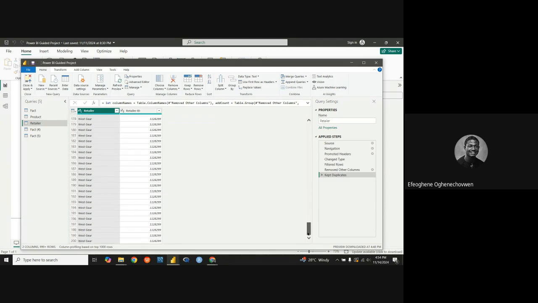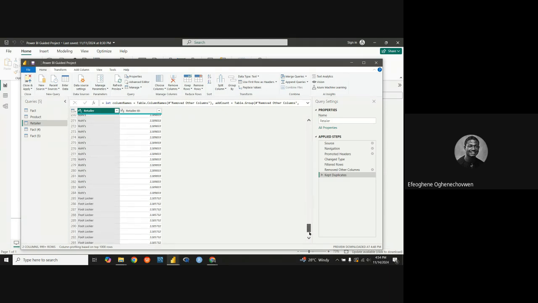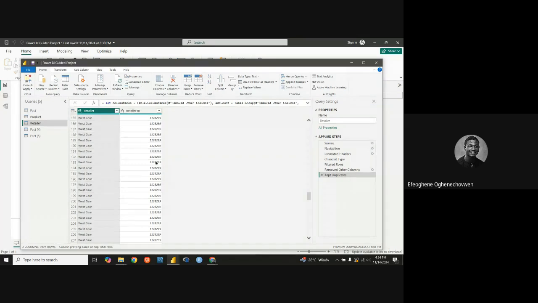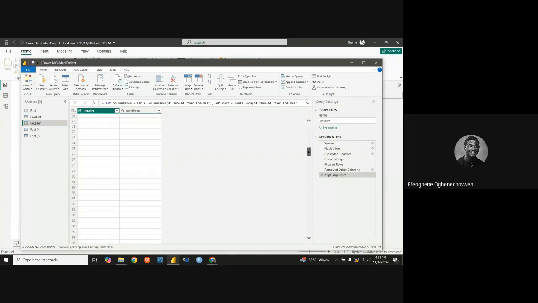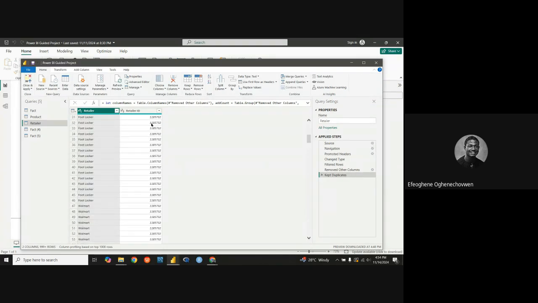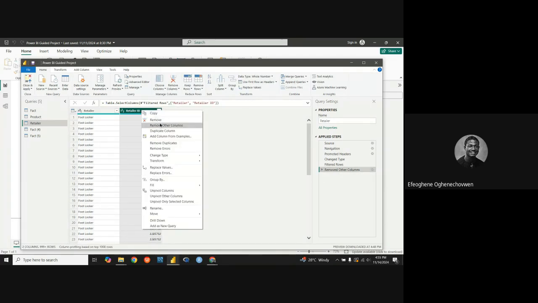I got the data, but I'm not too sure. So just to avoid some issues, I'd rather get rid of this retailer ID and make my own. This retailer ID might mean something from the company that this data set was released by. So I can get rid of this applied step and get rid of this remove column.